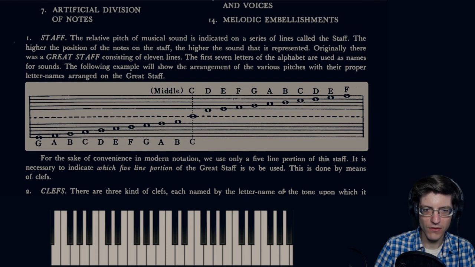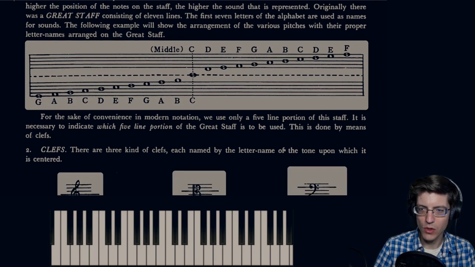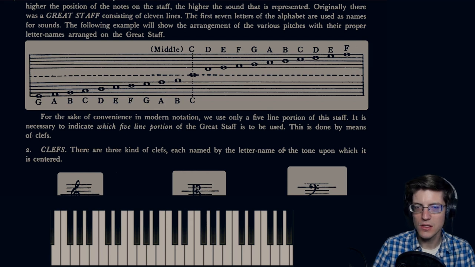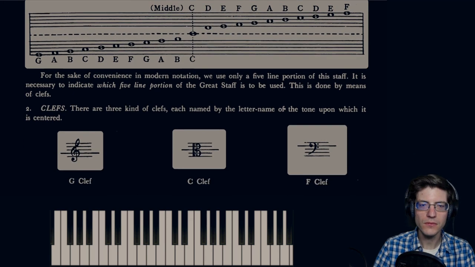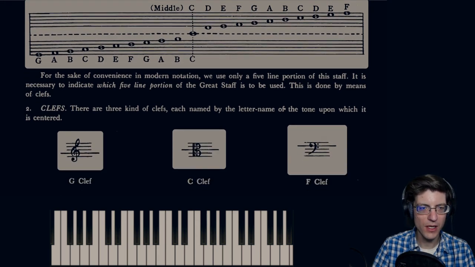For the sake of convenience of modern notation, we use only a 5-line portion of this staff. It is necessary to indicate which 5-line portion of the great staff is to be used. This is done by means of clefs. So we only use half of the great staff.